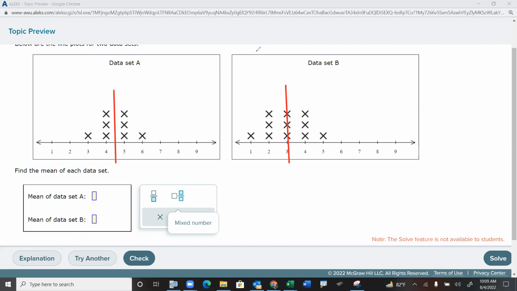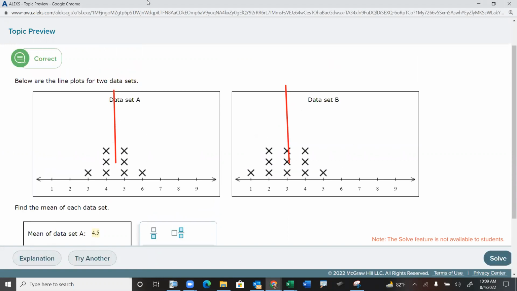So what would be the mean or the average, or in other words, the number right in the middle? Well, right in the middle is right where I drew the line. For the first one, that's going to be 4.5. And for the second one, looks like it's hitting right at 3. Okay. And so that would be how to do it. It's not hard, but if you haven't seen it before, it might not be obvious at first.